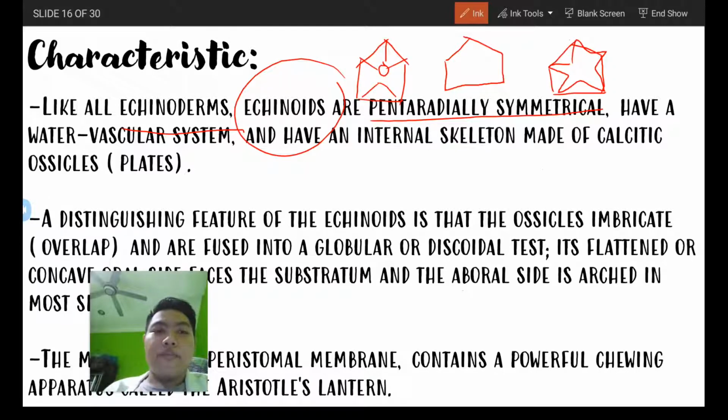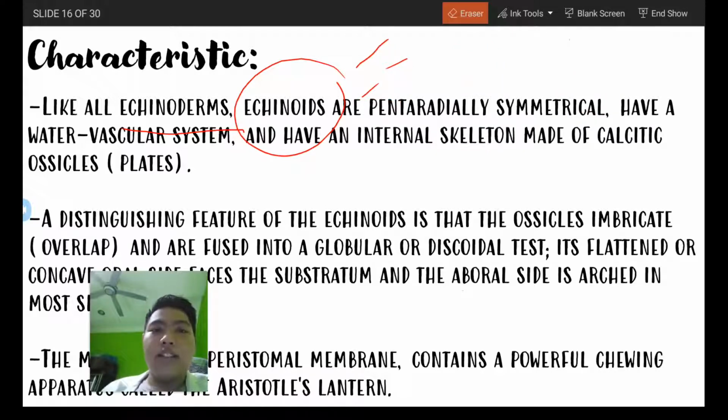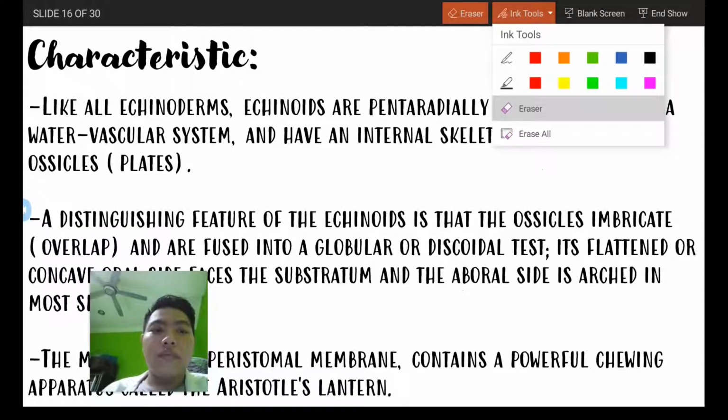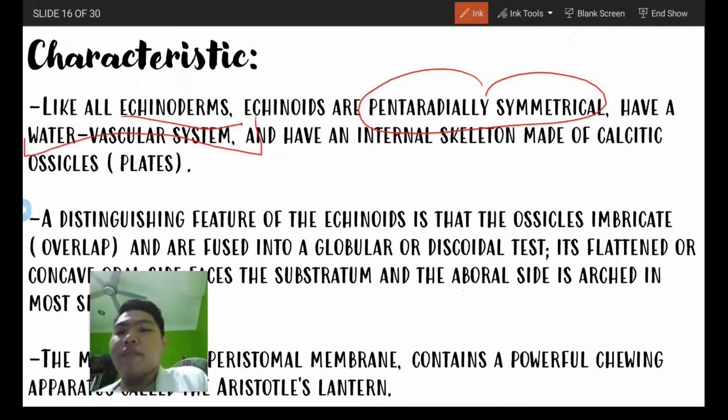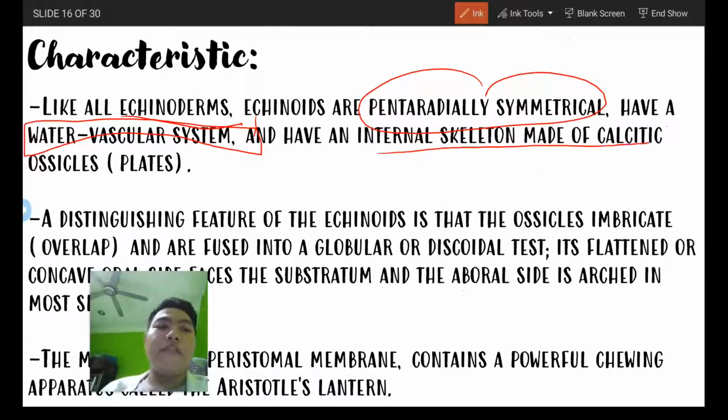Okay, so let's erase this. Like all echinoderms, echinoids are pentadially symmetrical and have a water-vascular system. Just remember all echinoderms have this water-vascular system and have an internal skeleton made of calcitic ossicles, also called plates. The calcitic ossicles or calcitic plates.